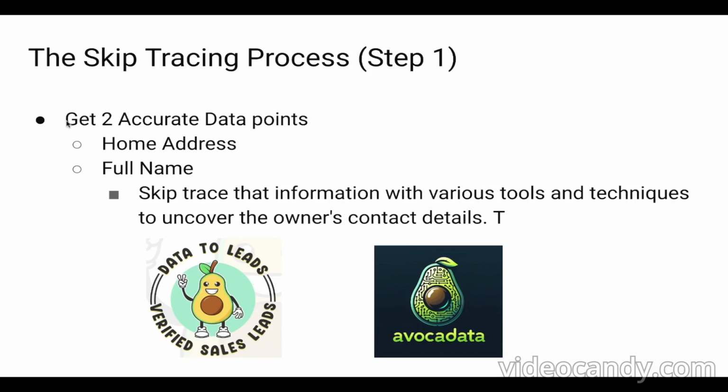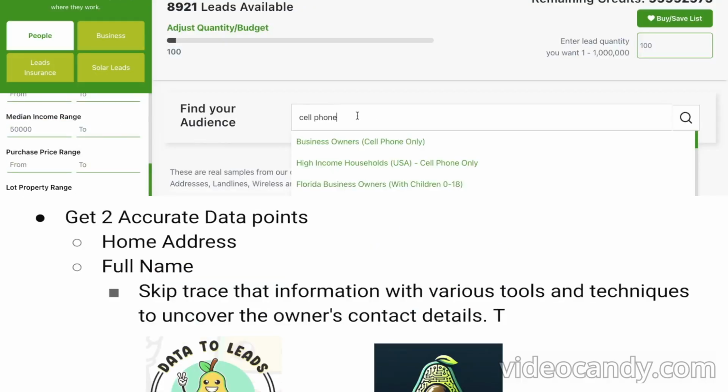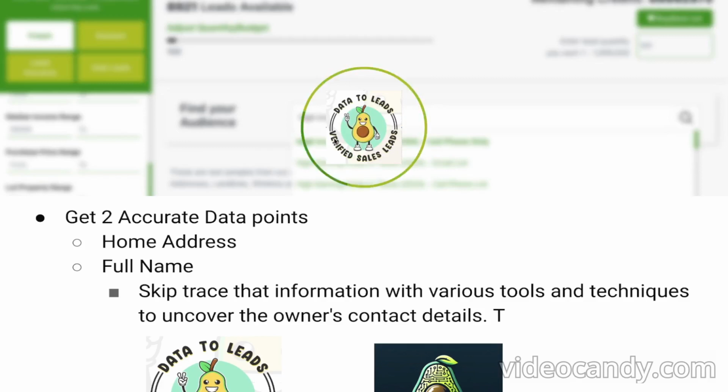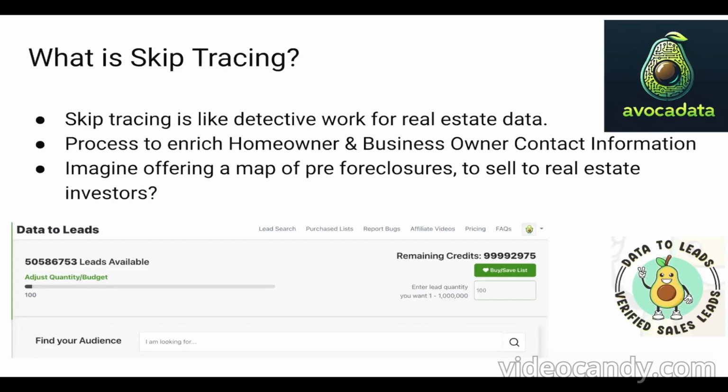But if you are giving information that's not accurate, whether it's a home address that's wrong with the wrong name, or the wrong street address, that means when you skip trace it to sell back to the real estate investor or real estate agent, they will have bad information in return because this address was never correct. So let me go back a slide to what skip tracing is.